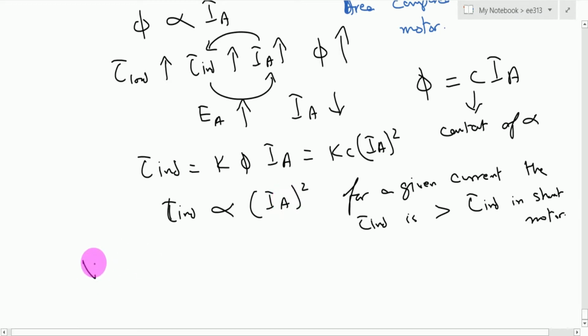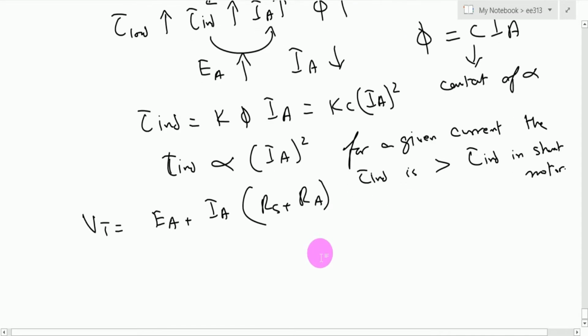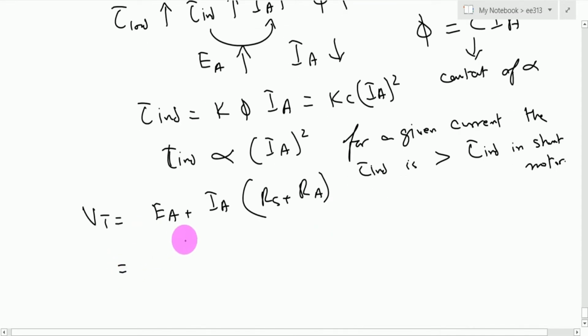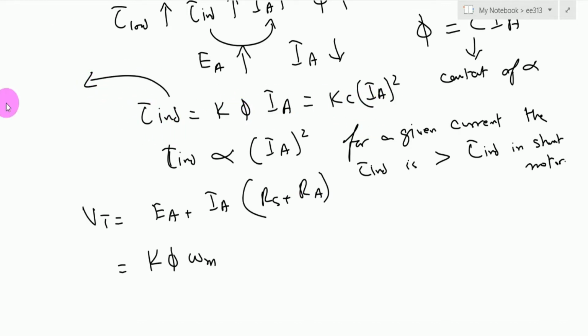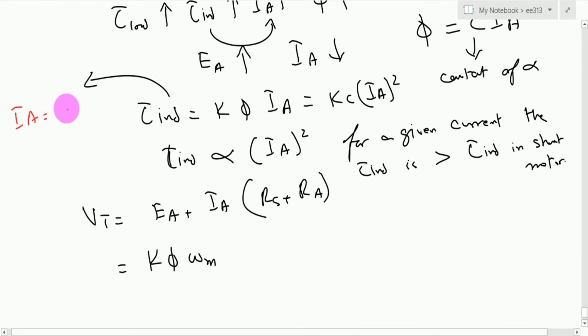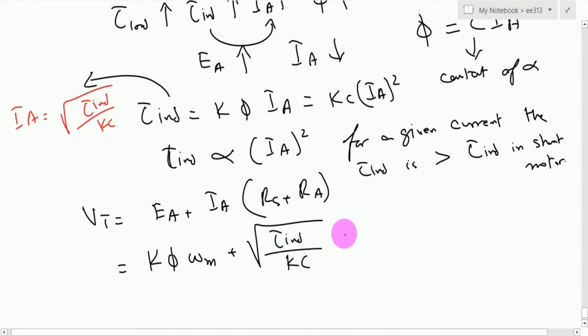So we have Vt equals Ea plus Ia into Rs plus Ra, and we do know that Ea is equal to K phi omega m. What is this Ia? Based on this equation, we can say that Ia is equal to the square root of induced torque divided by Kc. So I will put that in here. This becomes equal to root of torque induced divided by Kc into Rs plus Ra.